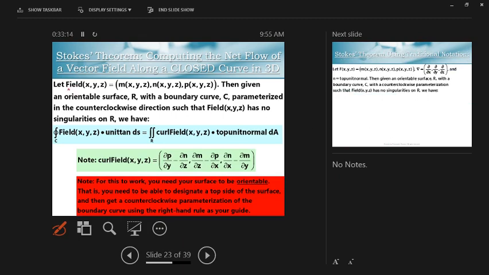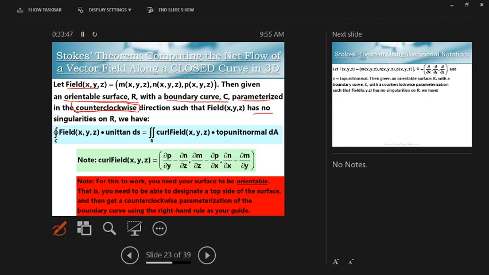So say you have a 3D vector field. Suppose you have a surface R that is orientable. It has a top side and a bottom side, or at least it has two sides that you can designate as top and bottom. Well, then an orientable surface will have a boundary curve C. And you could typically parameterize that boundary curve. We're going to make sure that we define everything so that that boundary curve has a counterclockwise direction. So we're going to designate top and bottom on our surface so that we could call that parameterization counterclockwise.